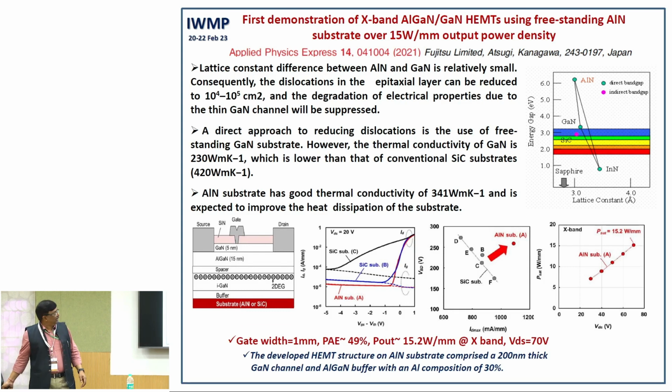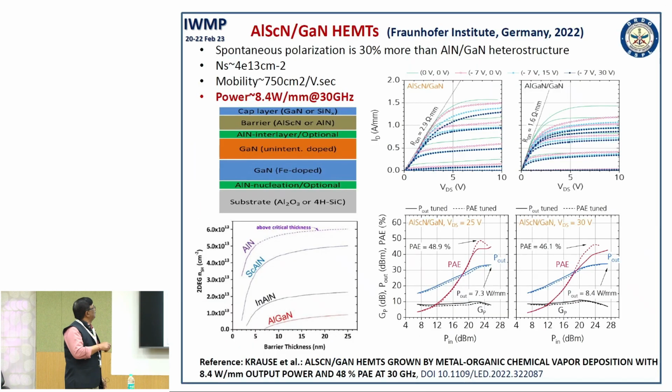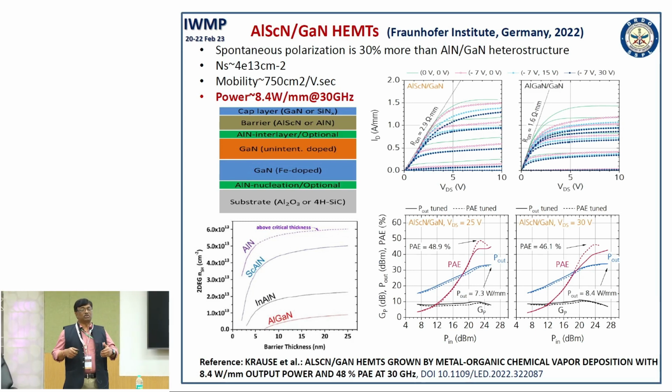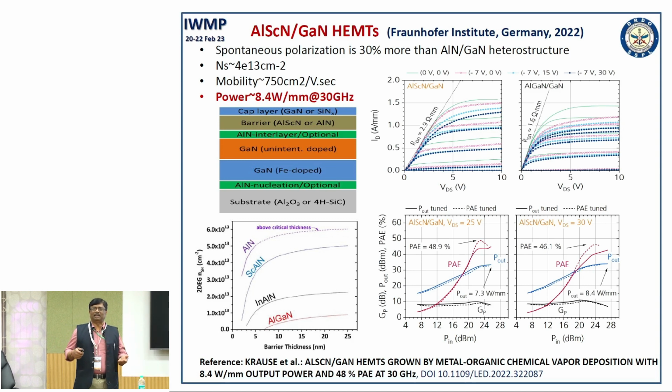And then one more new structure people are proposing, because of higher spontaneous polarization. Now, the barrier layer is being replaced by aluminum scandium nitride, because it has almost 30% more spontaneous polarization. So, you can have very high 2DEG sheet carrier density. That is how you are able to get very high power performance. These are the recent reports.